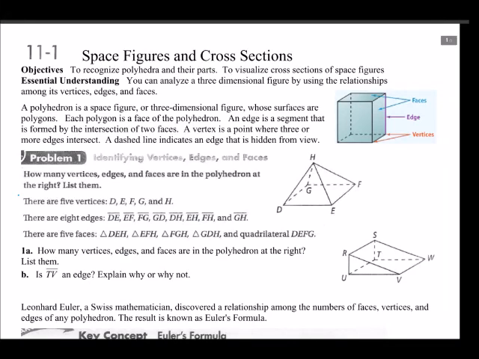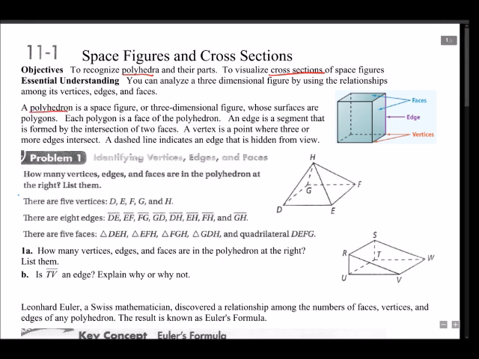11.1 Space Figures and Cross Sections. The objective in this lesson is to recognize polyhedra and their parts and to visualize cross sections of these space figures. So let's start off with some vocabulary.